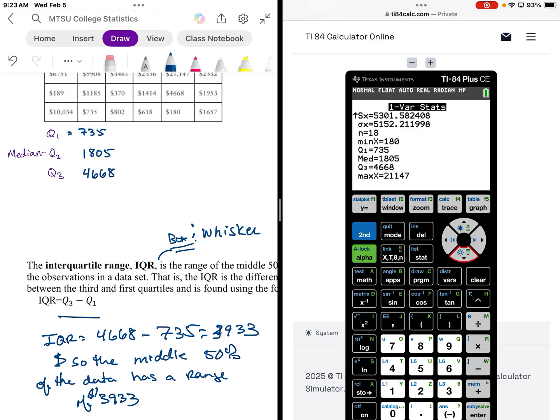Now, why do we use the IQR? Again, it's a range, but it's the range of the middle set of the data. There are some benefits to using the IQR because if we think about the full range, we could have some outliers. And the outliers could really distort what's taking place with our data set and overinflate what our range is. Whereas if I do the IQR, it's around the middle 50%, so it gives me a better idea about the dispersion of the middle 50% of the data.